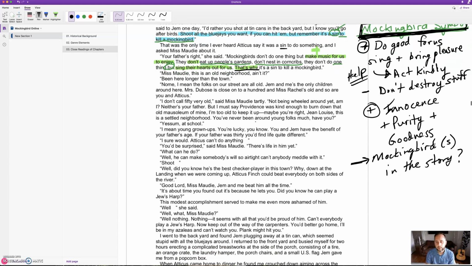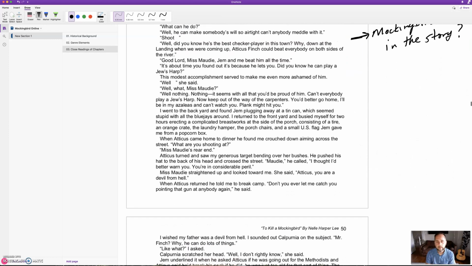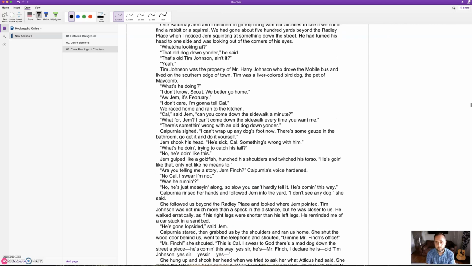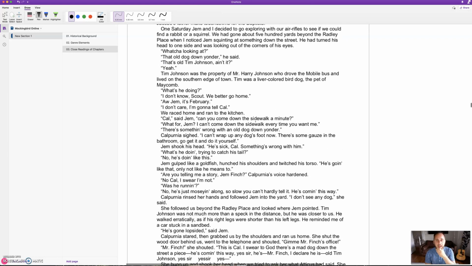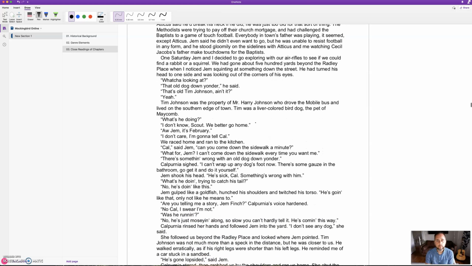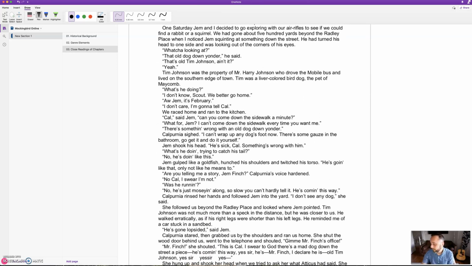Then we're going to skip down a bit. There's another incident in this chapter, which is another key symbol. If you're following on this document, it's beginning on page 50. And that is the mad dog Tim Johnson. So the next symbol we're going to get into here is Tim Johnson, the mad dog. We'll just introduce him and then get into that symbol in more detail in the next video.